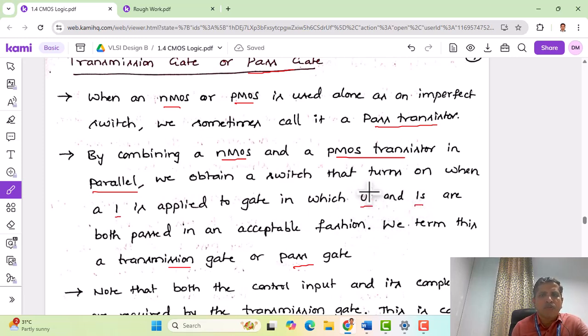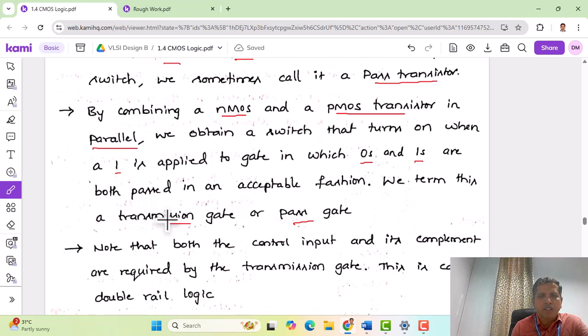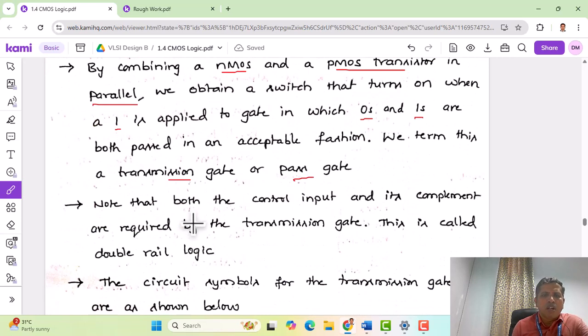Here there is no question of degradation, just like in the pass transistor. The transmission gate doesn't degrade the zeros or ones. It can transfer data in acceptable fashion, and these types of gates are termed a transmission gate or pass gate. Note that the control input and its complement are required by the transmission gate. So the transmission gate, unlike the pass transistor, needs both the control input and its complement. Both are required here. So we need to complement that, and then that will be used as a control to pass data from one point to another point.